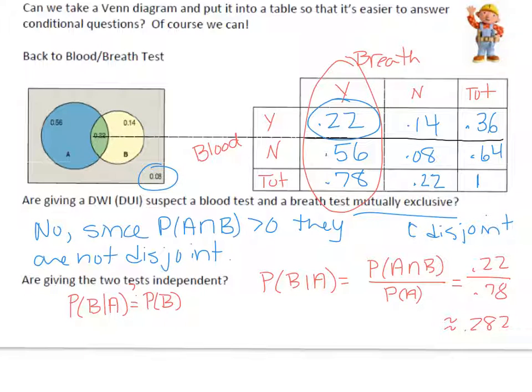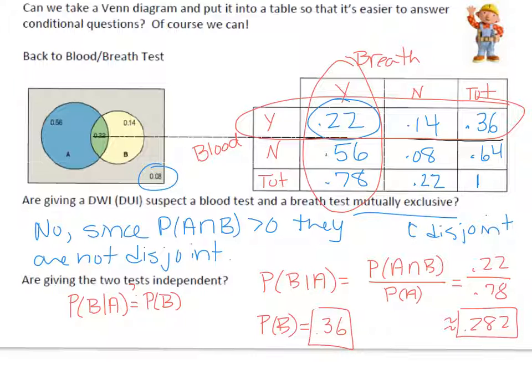You can do that on your calculator. That value needs to be equal to P of B, getting a blood test. And P of B, we can see, comes from the top row of the table. P of B is equal to 0.36. And it's fairly obvious to me that 0.36 and 0.282 are not very close to being the same values. So not only are they not disjoint, these events are also not independent.